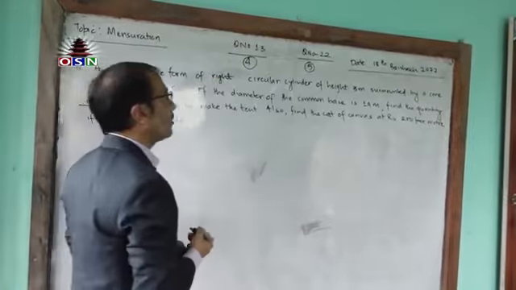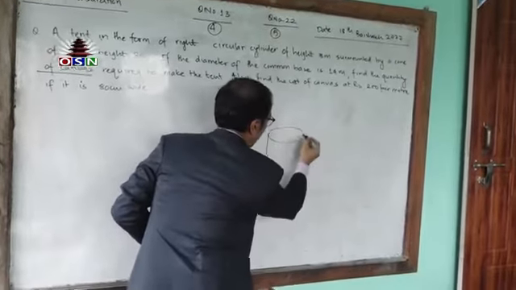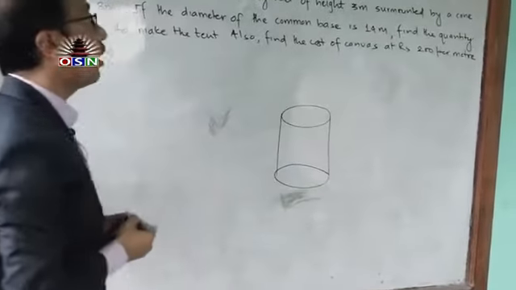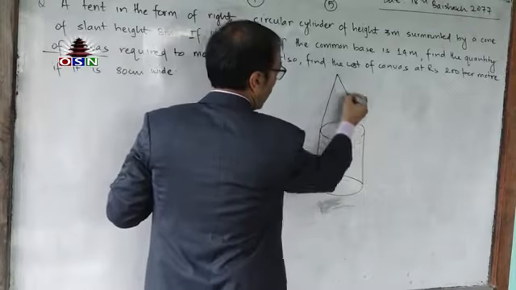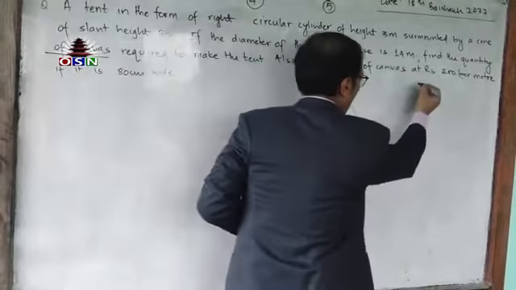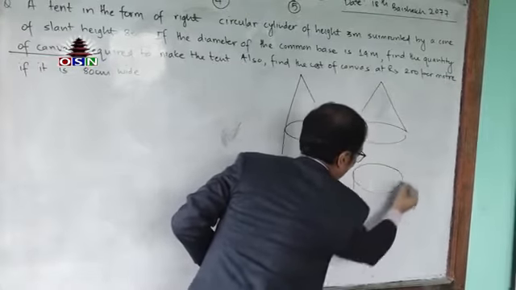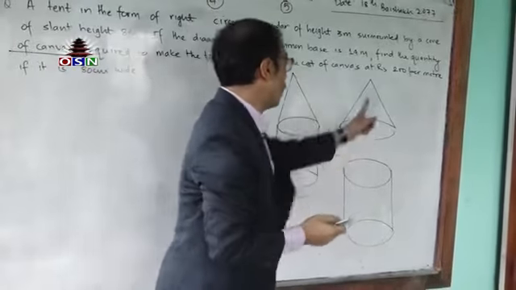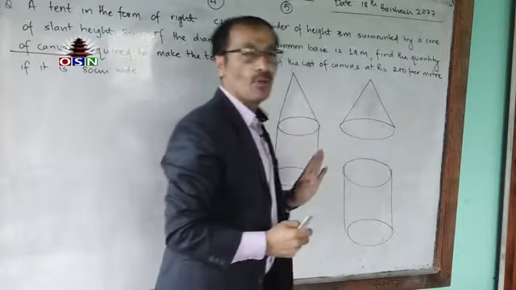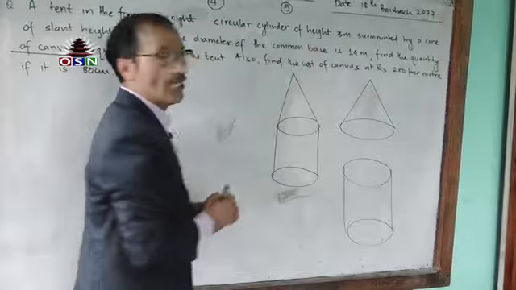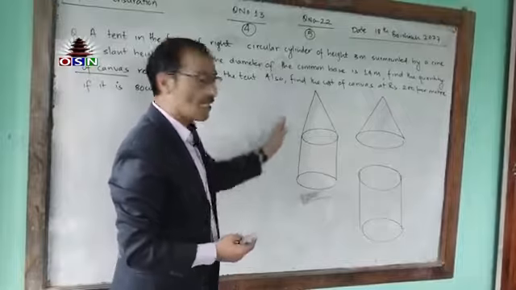A tent in the form of a right circular cylinder. Let's draw a cylinder that is surmounted by a cone. Surmounted by a cone means a cone is placed just above the cylinder. This is the cone, and this is the cylinder. When these two objects are combined, we get this combined structure.